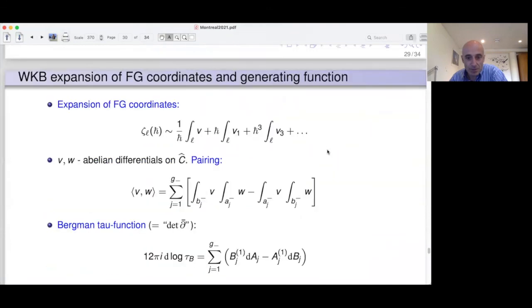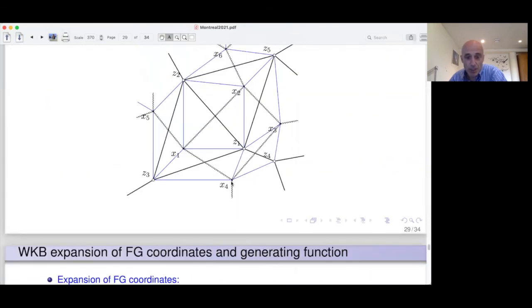But the critical observation here is that if you look at the standard bracket, the Goldman bracket between Fock-Goncharovs, it has this easy homological interpretation, right? It's just the intersection index of the corresponding cycles in H minus.